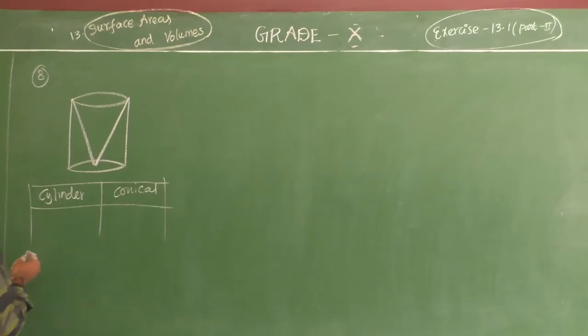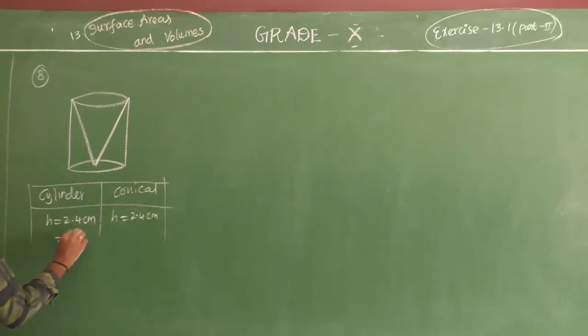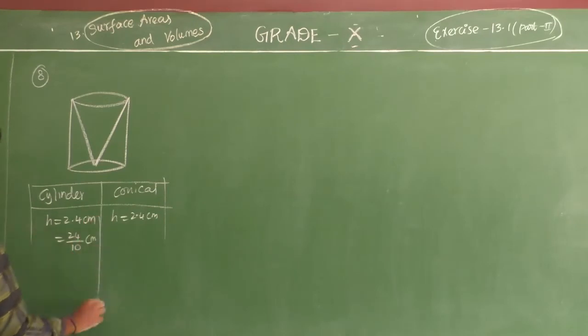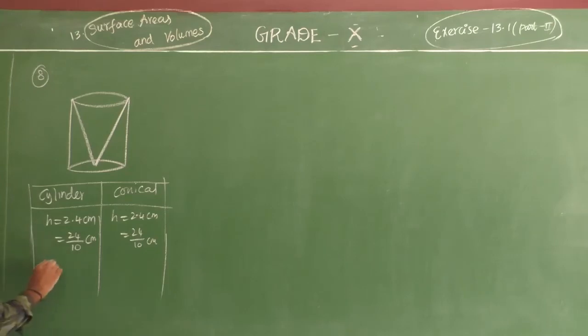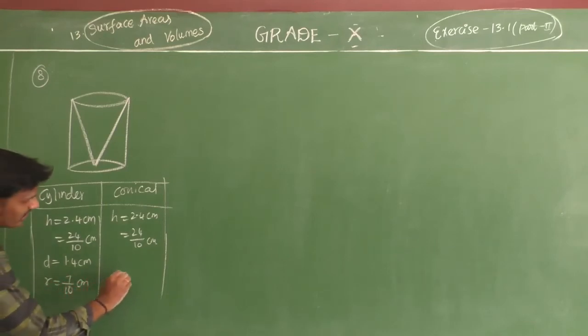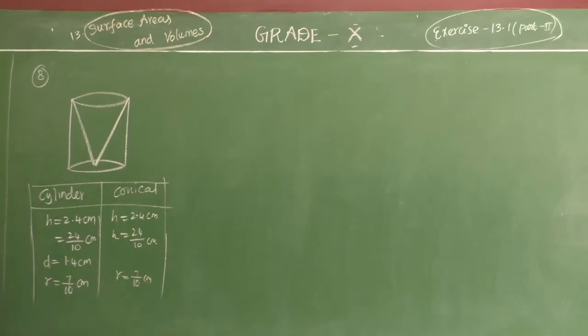So here the height h is equal to 2.4 centimeter. So here also h is equal to 2.4 centimeter. Otherwise, 24 by 10, students take like this. Why? Because for simplification it will come nice to you. And diameter is equal to 1.4 centimeter. So radius is equal to what will come? Half, 0.7. Okay. Now 7 by 10 centimeters. So here also r is equal to 7 by 10 centimeters. Have you got it right?